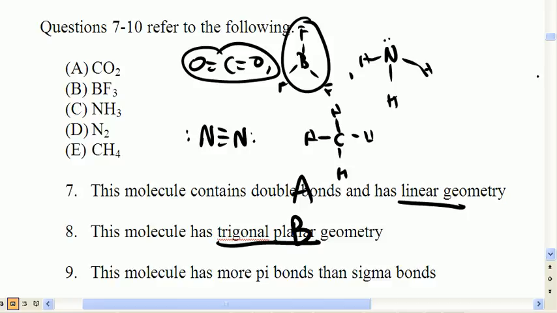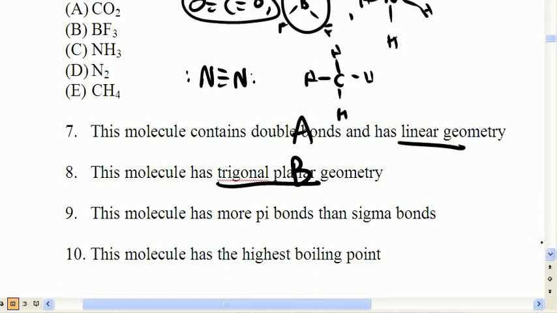The molecule has more pi bonds than sigma bonds. CO2 has 2 pi and 2 sigma. This one here has 2 pi and 1 sigma. So it's going to be N2, which is going to be D.